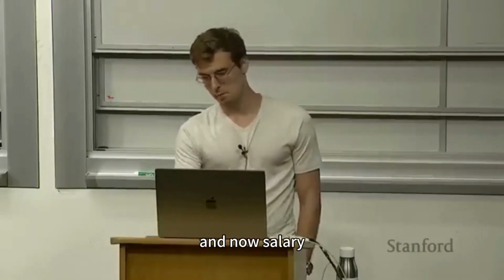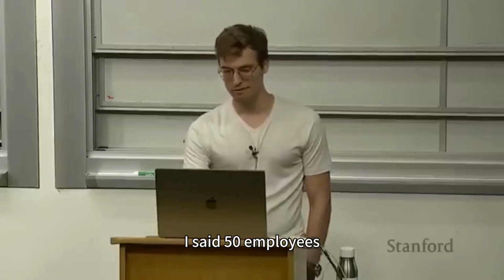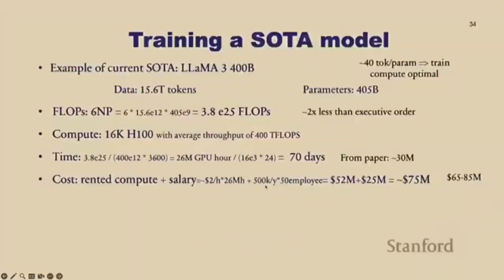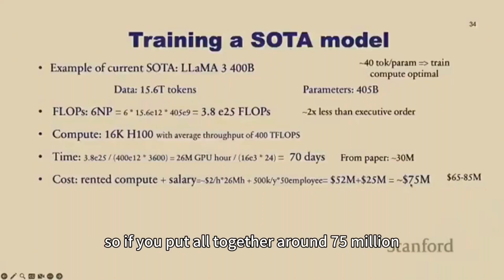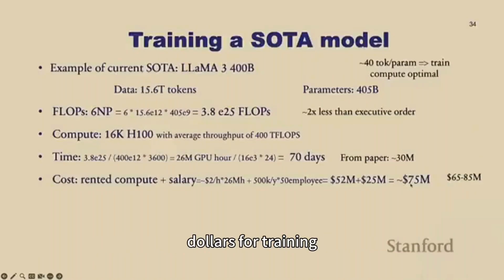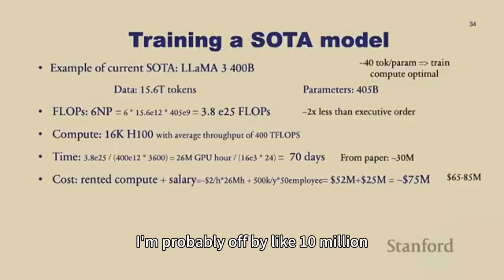Now salary: I said 50 employees, $500K per year. It's probably the right ballpark, 25 million. So if you put it all together, around $75 million for training this LLaMA model. I'm probably off by like 10 million, but that's kind of the right ballpark.